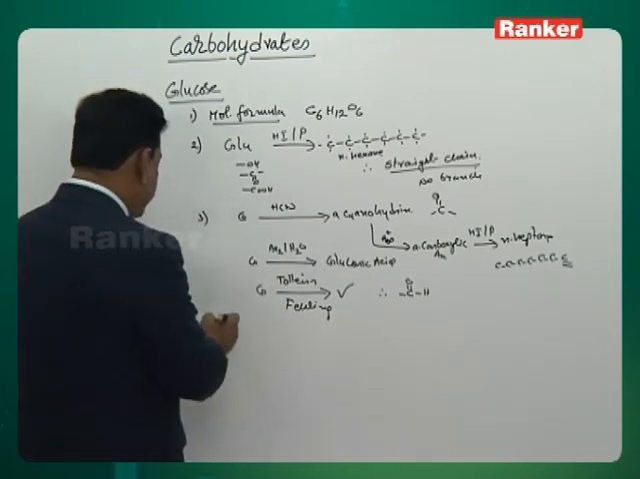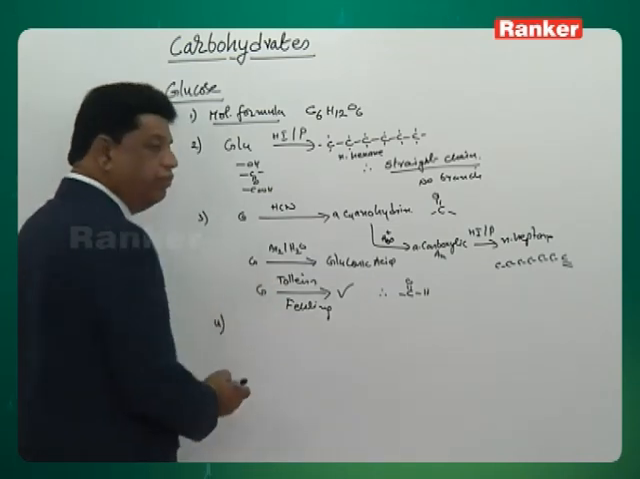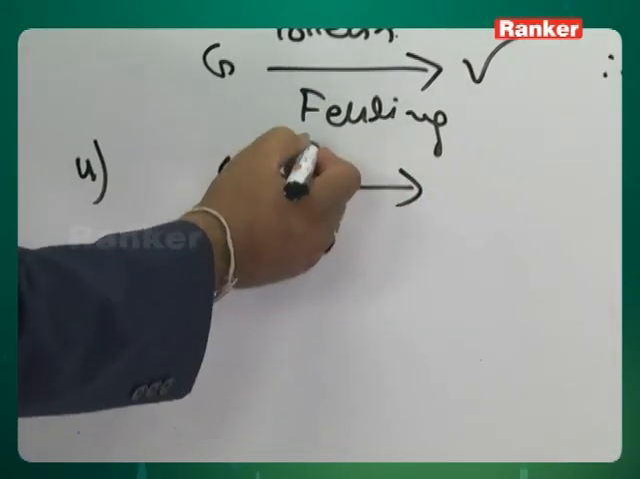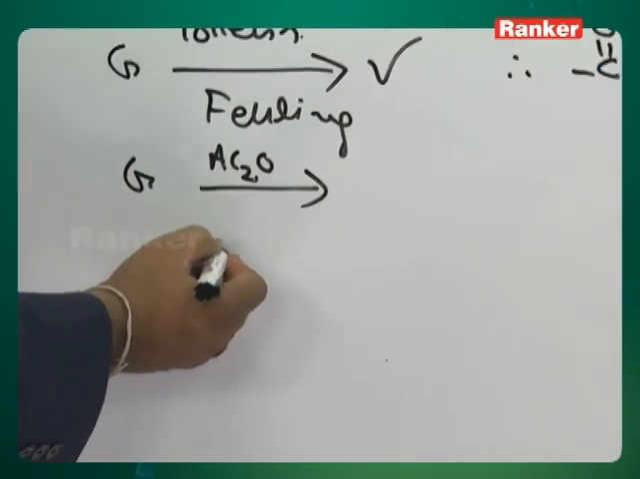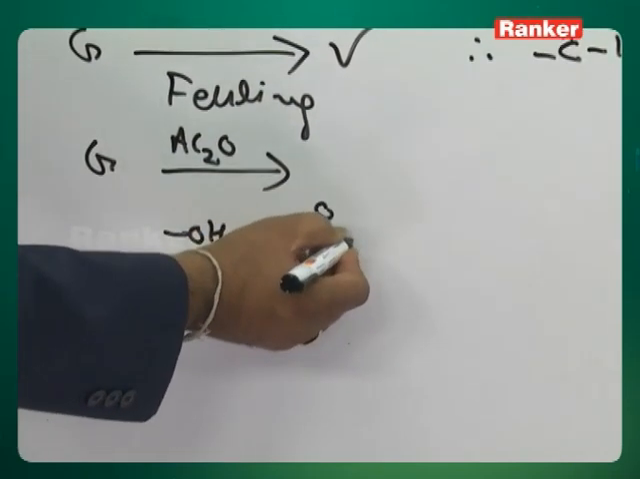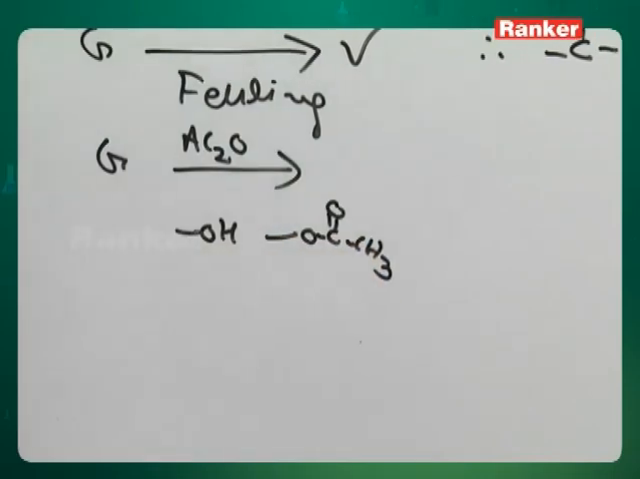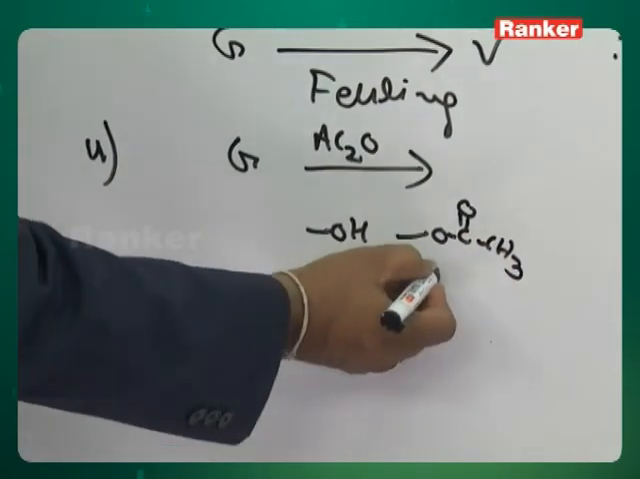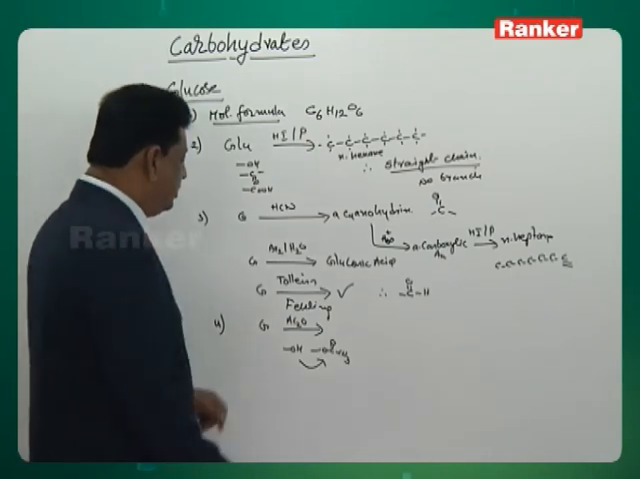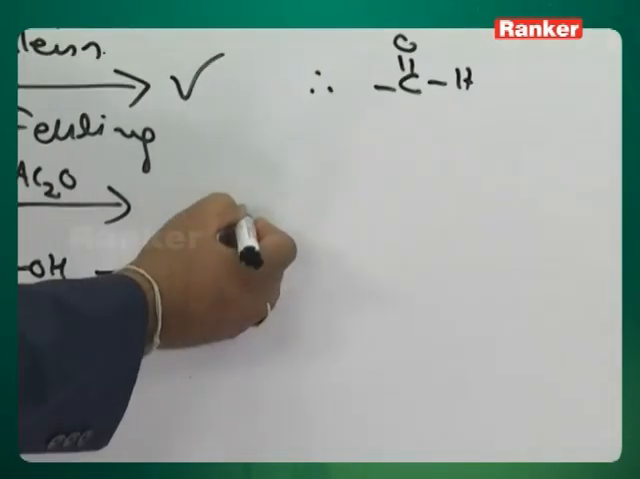Lastly, we can also go for one more point. When glucose is treated with acetic anhydride, all the OH groups in this reaction become OCOCH3. That is, acetylation takes place in this reaction. The hydroxy groups are converted by acetylation, so glucose gives a pentaacetyl derivative.